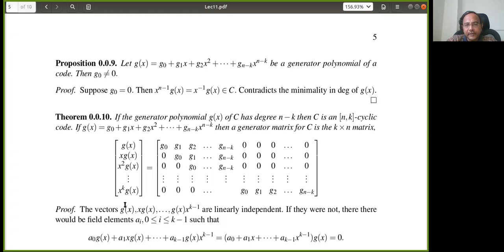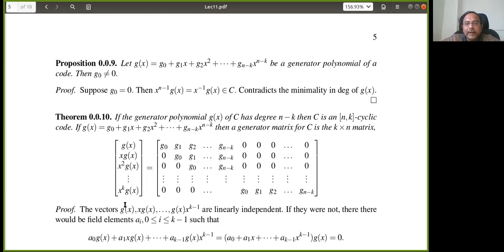What is the degree of g of x? So n minus k. That I have written here. Now I multiply with x power k minus 1. I will multiply with x power k. Then what is the degree of the polynomial? Multiplying by x power k minus 1, the degree becomes n minus 1. Okay. So this is the degree. So now these are actually each an n minus 1 degree polynomial.